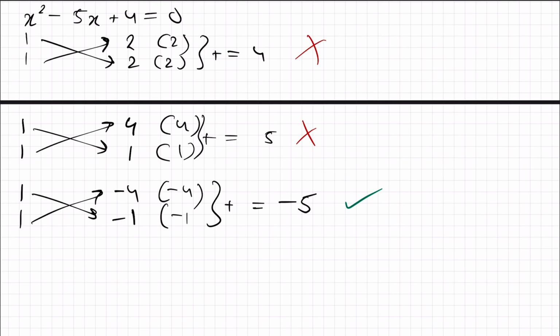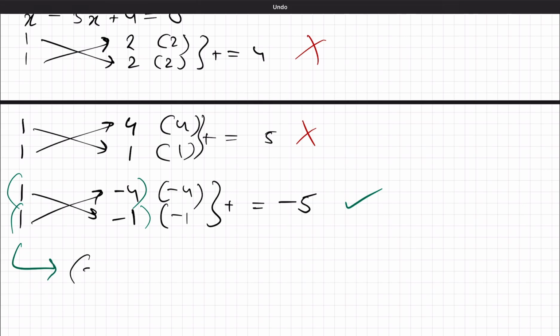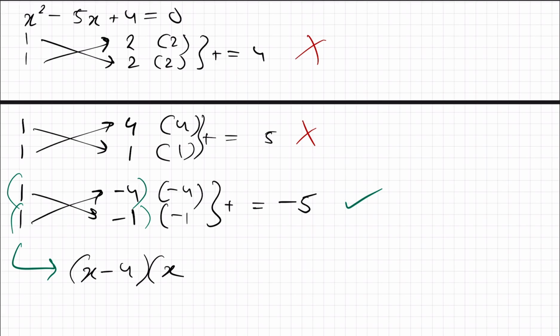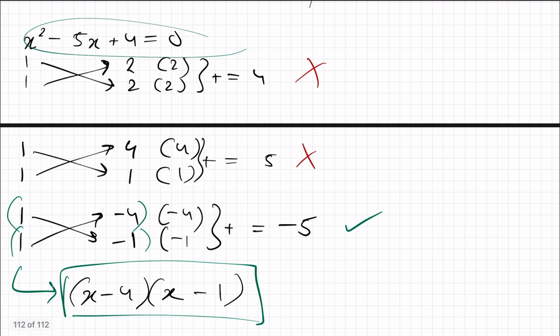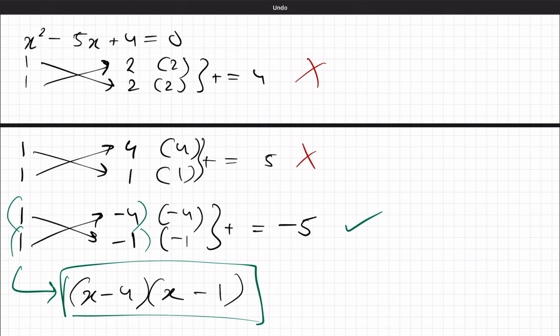Once we have the valid cross, we simply convert it to brackets by using the coefficient. So this is the coefficient of the x term: x minus 4, and x minus 1. And there's our answer. This is the factorized form of the quadratic x squared minus 5x plus 4.